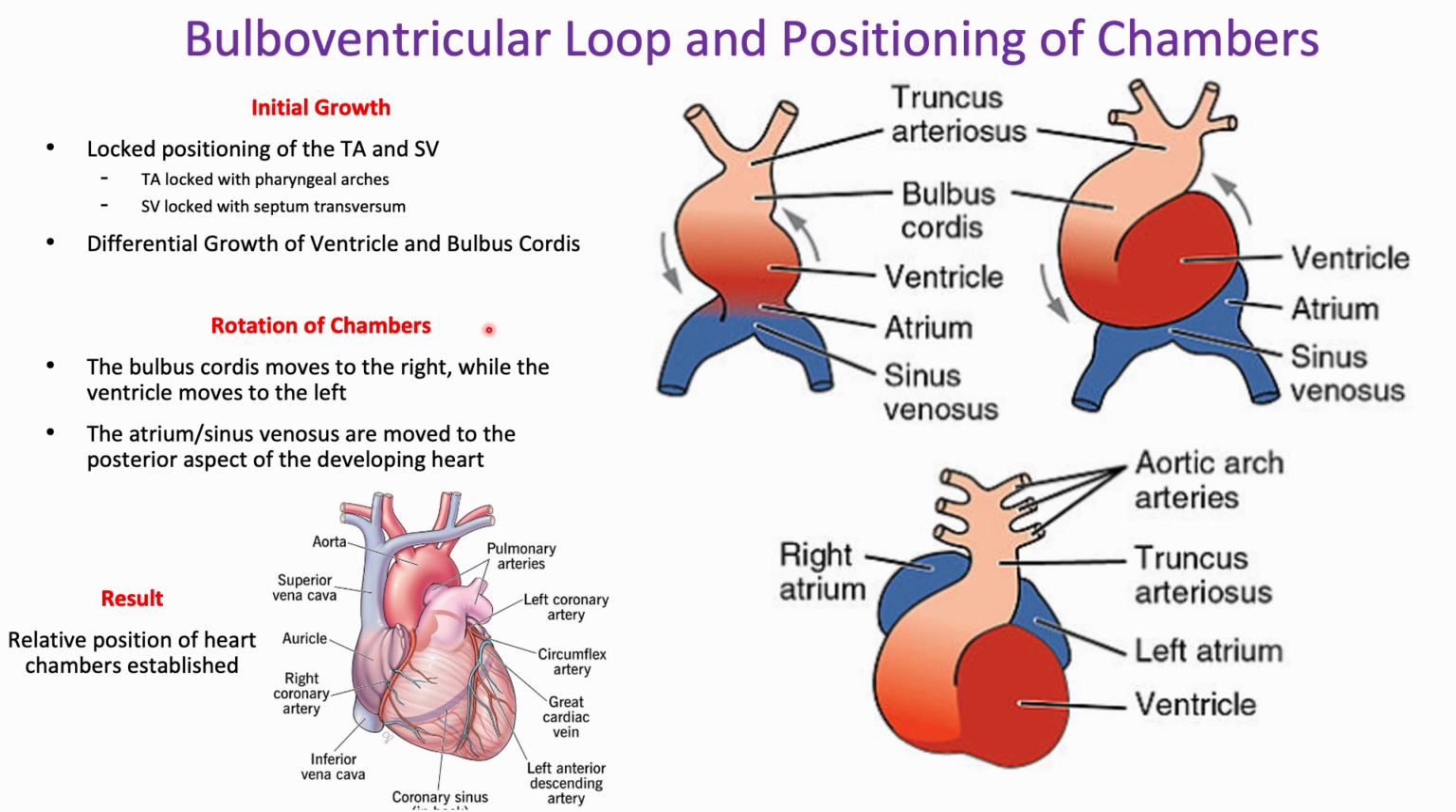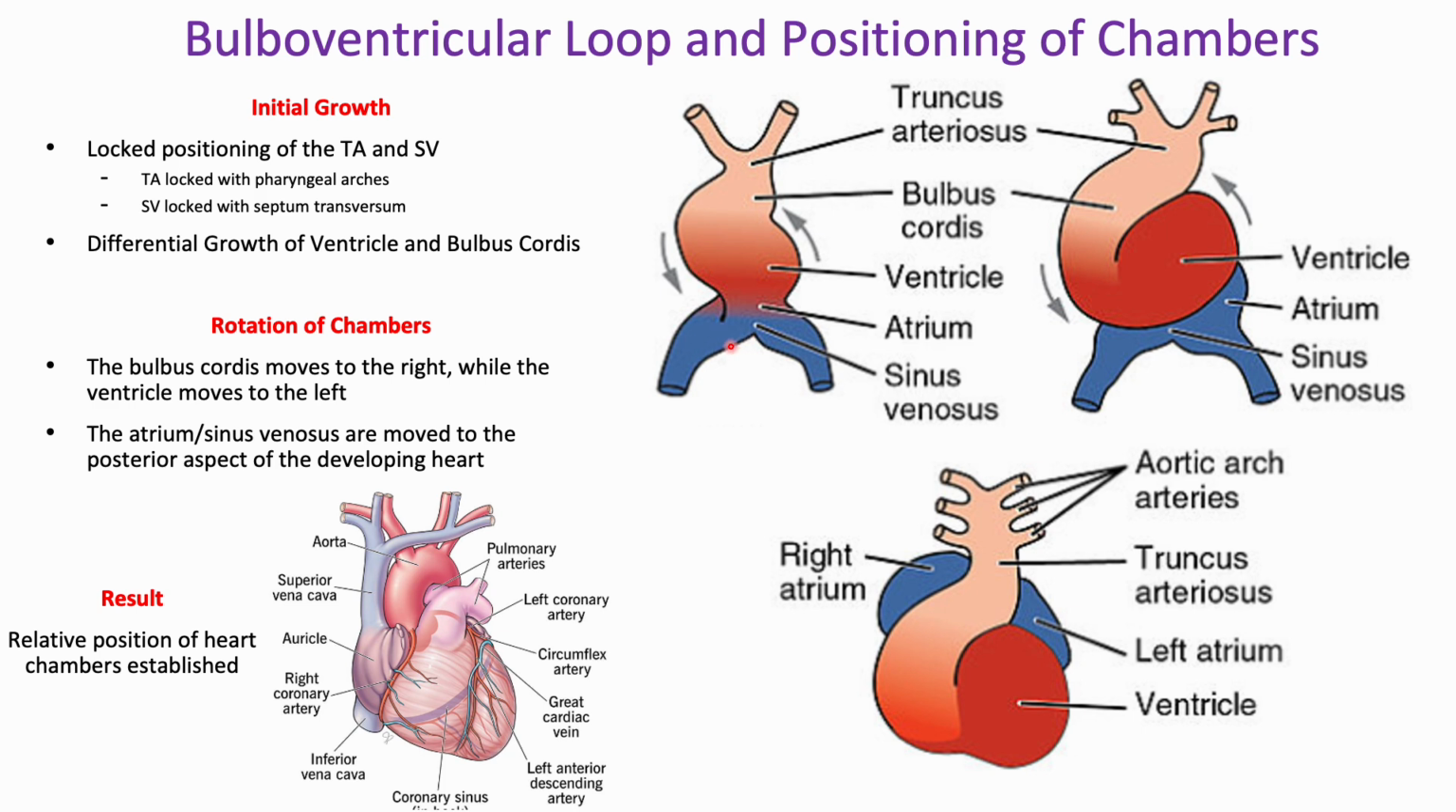So what's going to happen here is the truncus arteriosus and sinus venosus are pretty much locked into position based on additional structures that they're attached to. So truncus arteriosus is attached to the pharyngeal arches, which are going to rise superiorly, and then the sinus venosus is attached to septum transversum, which, if you recall, is going to develop components of the diaphragm.